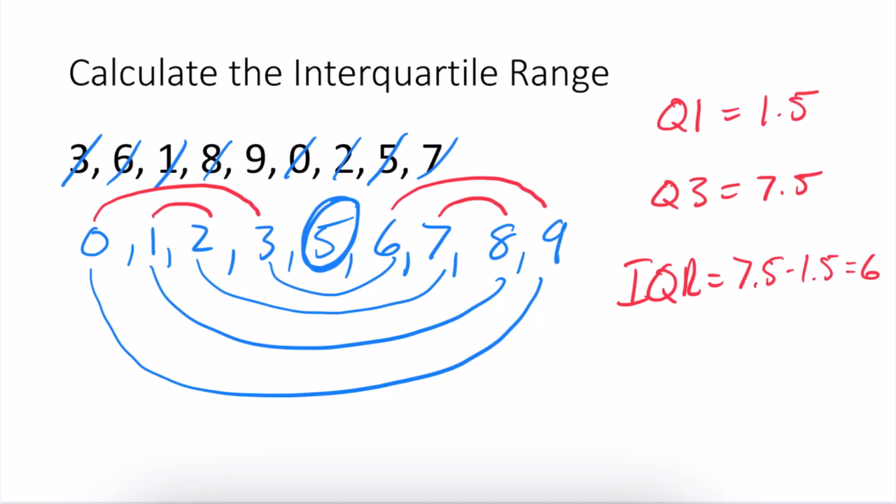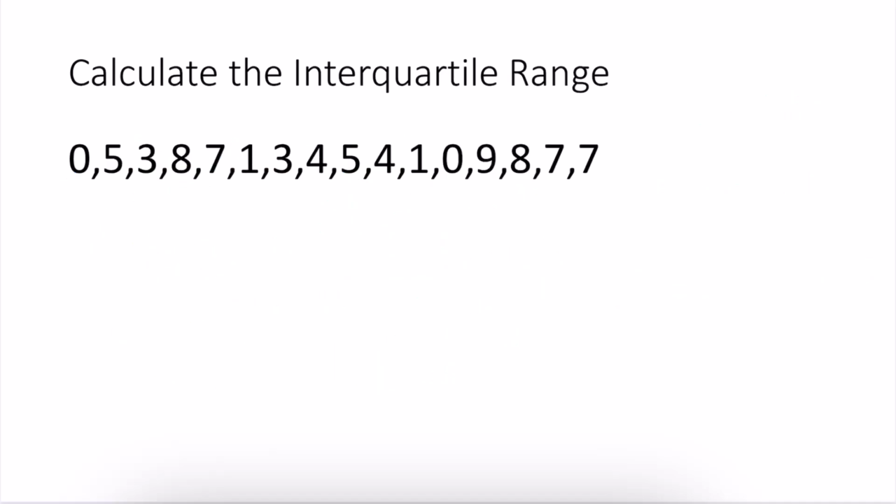And that is a number that describes how spread out the middle half of the data is, because it's basically describing the distance from the first quartile to the third quartile. And so that's how you would calculate the interquartile range. So why don't you pause this video and calculate the interquartile range for this data set, and then restart it to see how I would solve it.